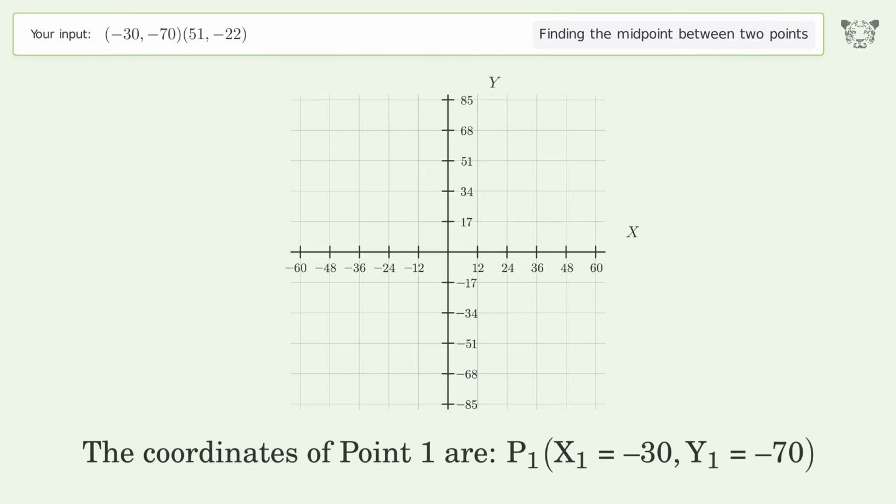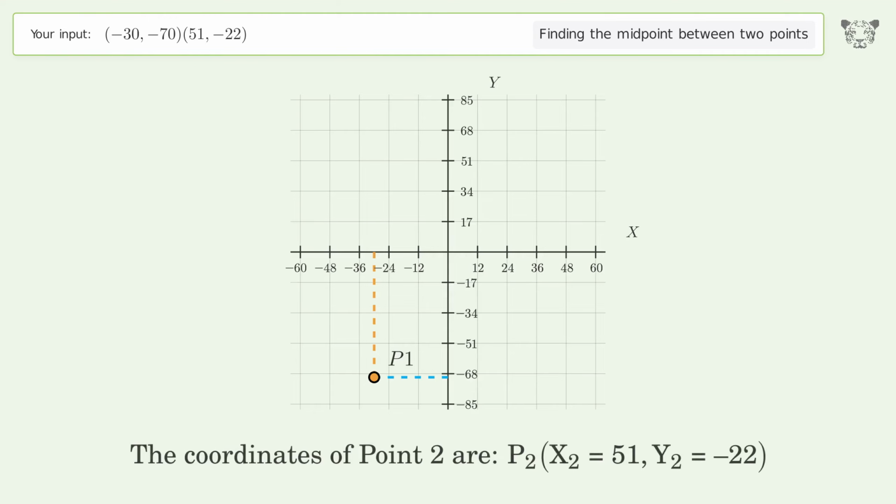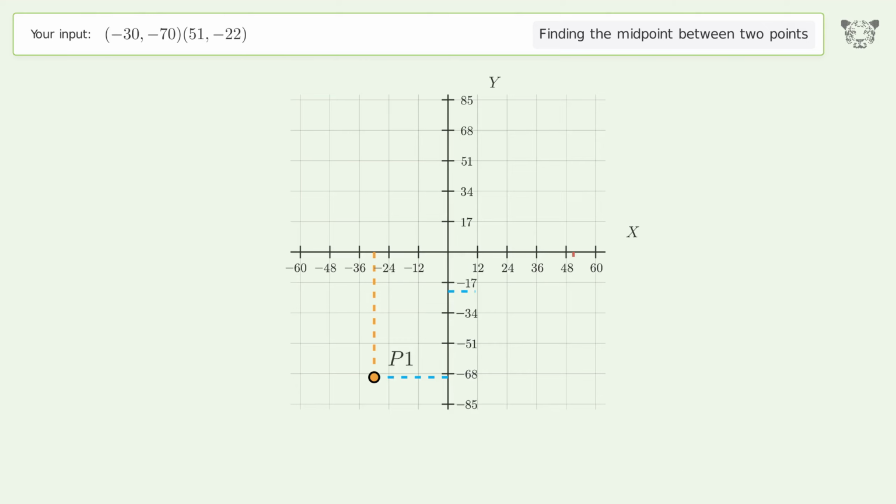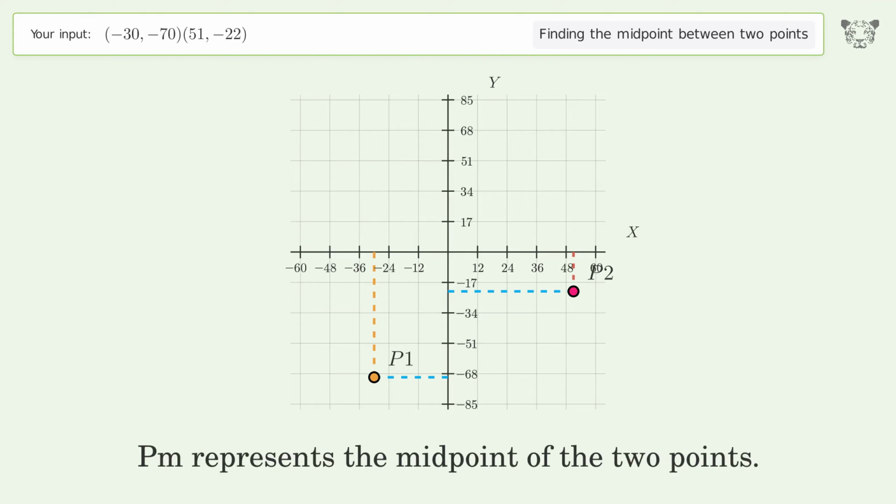The coordinates of point 1 are, x1 equals negative 30, y1 equals negative 70. The coordinates of point 2 are, x2 equals 51, y2 equals negative 22. PM represents the midpoint of the 2 points.